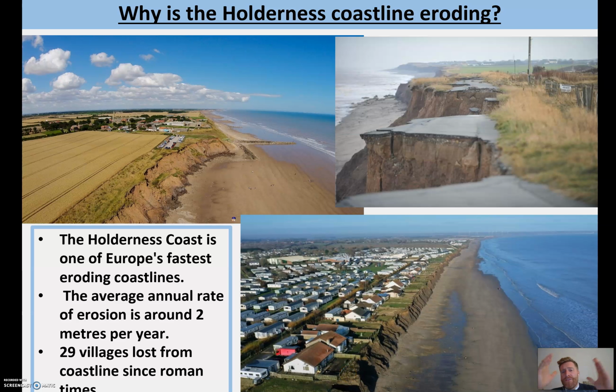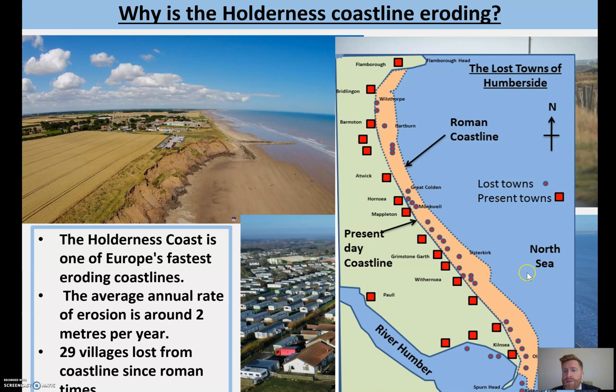So it's actually the fastest eroding coastline in all of Europe. The average annual rate of erosion is 2 metres per year, so they lose 2 metres of coastline every year, which adds up. And in bad years, when we have a bad winter, they can lose significantly more. Since Roman times, they've actually lost 29 villages, and this next map shows that quite well.